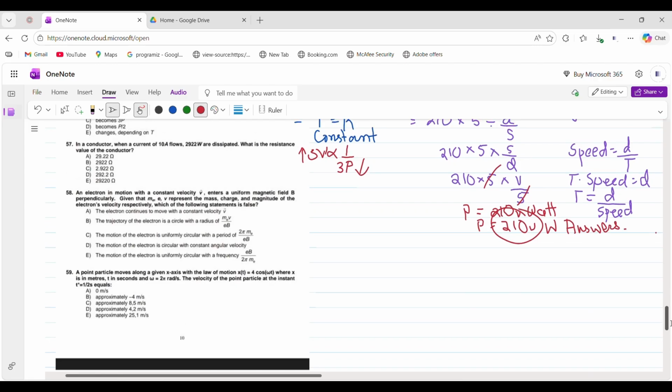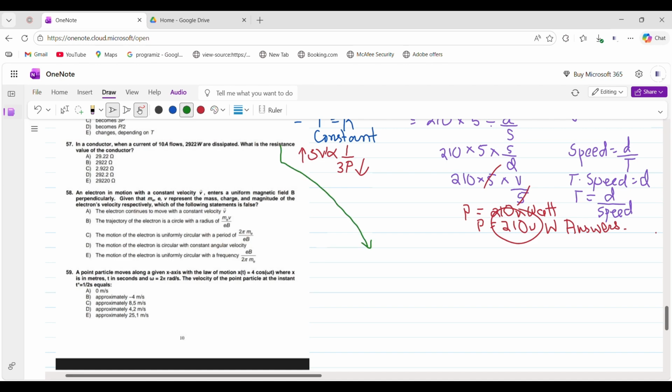Now we are moving towards our third question, which is the 57th. And this is basically a very interesting question, I must say. In a conductor, when a current of 10 ampere flows, 2922 watts are dissipated. What is the resistance value of the conductor? So basically, they have given us some data, and I've already told you the best way to solve any numerical in physics is to write the data.